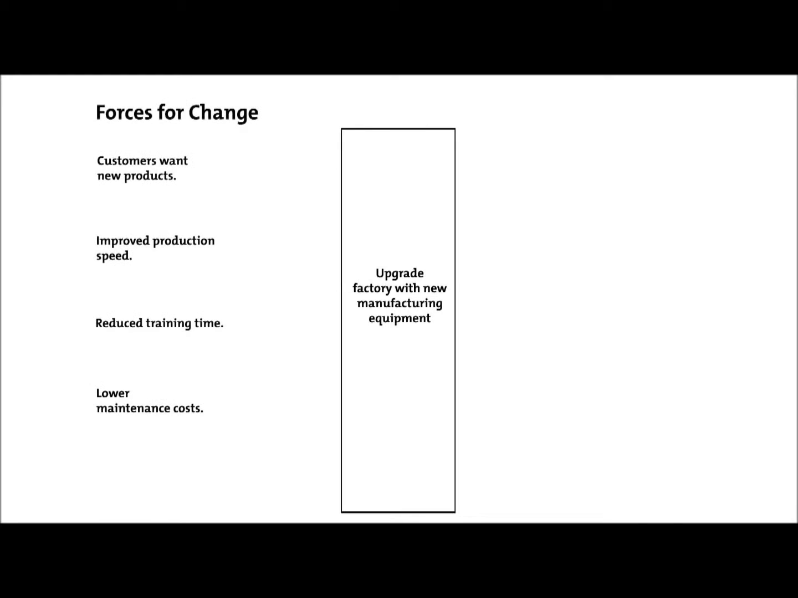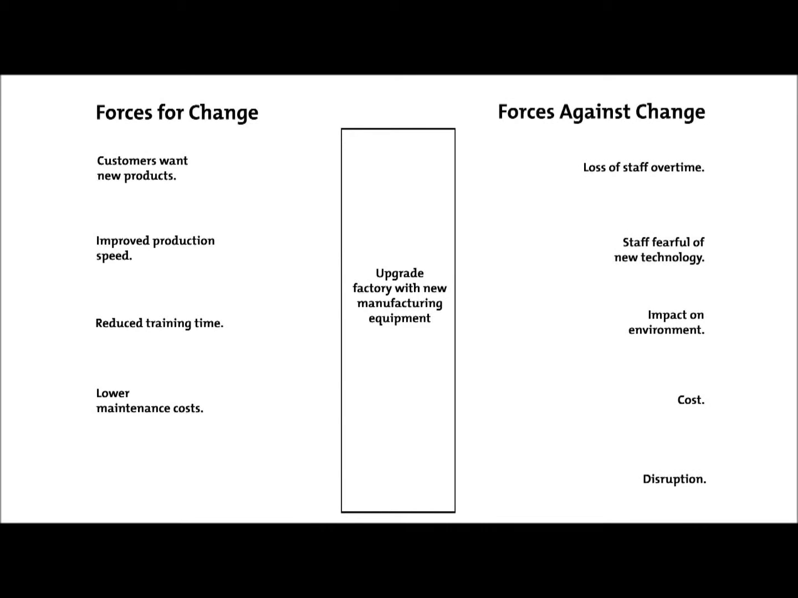Conducting a force field analysis is easy. Take a piece of paper and think about the decision you're making. On the left-hand side, list forces for change. That is the pros of the decision. On the right-hand side, list the forces against change, or the cons of the decision.